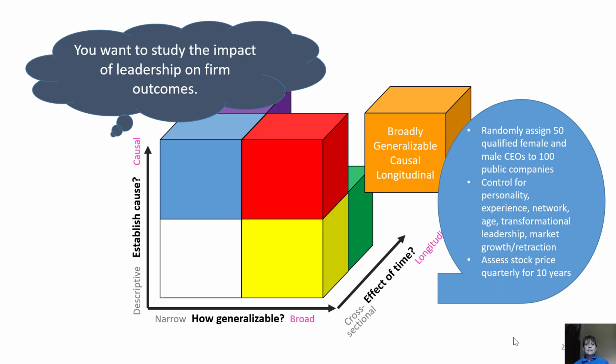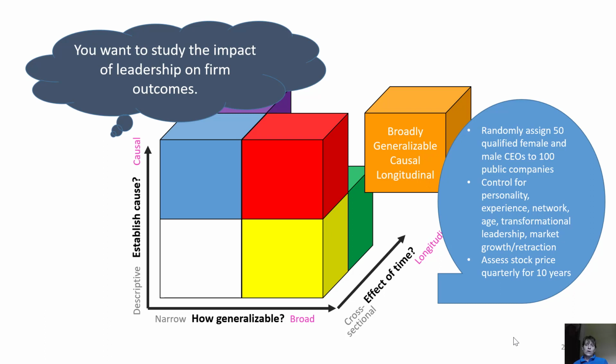Then next, maybe we want this broadly generalizable, causal, longitudinal, and you will see just how difficult that would be to accomplish for a question like this. So for example, we could, probably not, but we could try to randomly assign 50 qualified female and 50 qualified male CEOs to 100 publicly held companies. We could control for personality, experience, the social networks they have, their age, their development as transformational leaders, their perception of market growth and retraction, or the actual occurrence of market growth or retraction at the particular time. And we could assess stock price quarterly for 10 years.